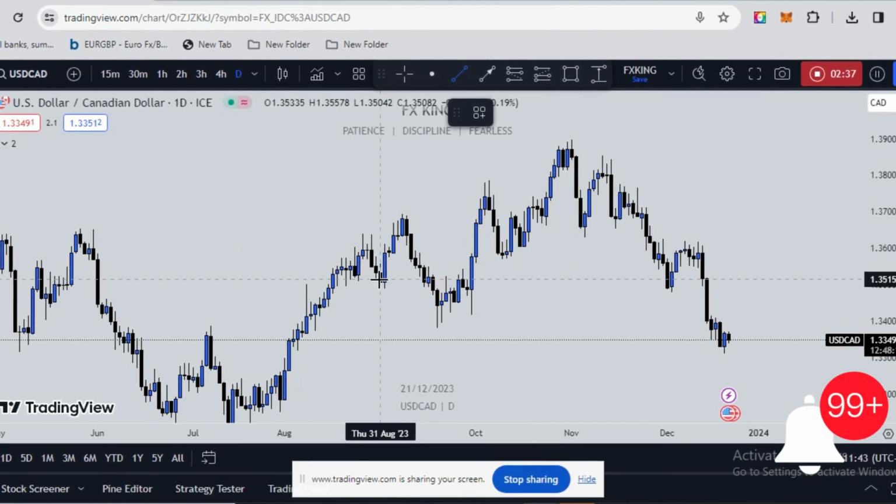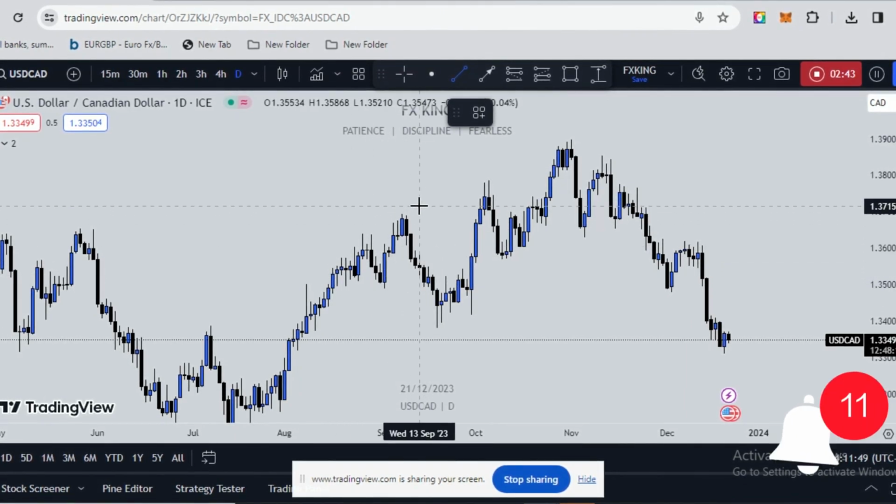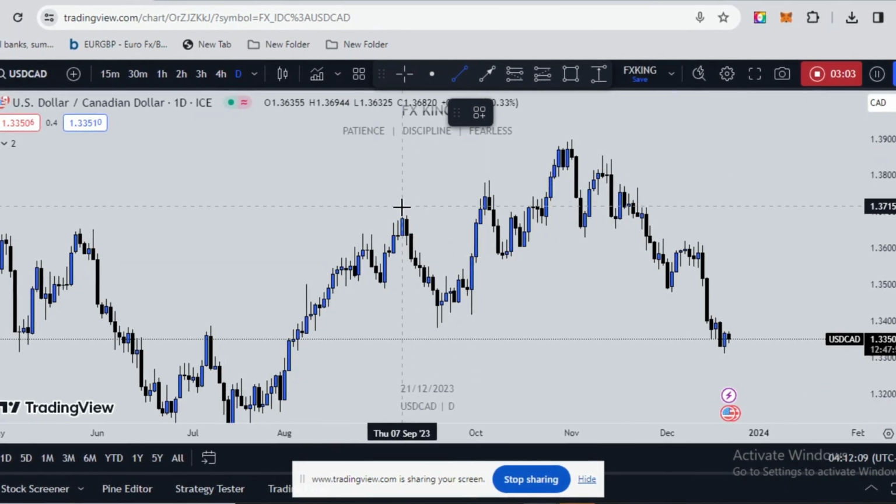This one is very important, guys. The market needs to pull back and take out this first pullback first. Once that happens, now we wait for the market to break out of this high here. Once the market has broken out, this is now a confirmed break of structure. So as you can see here, this will be a confirmed break of structure.